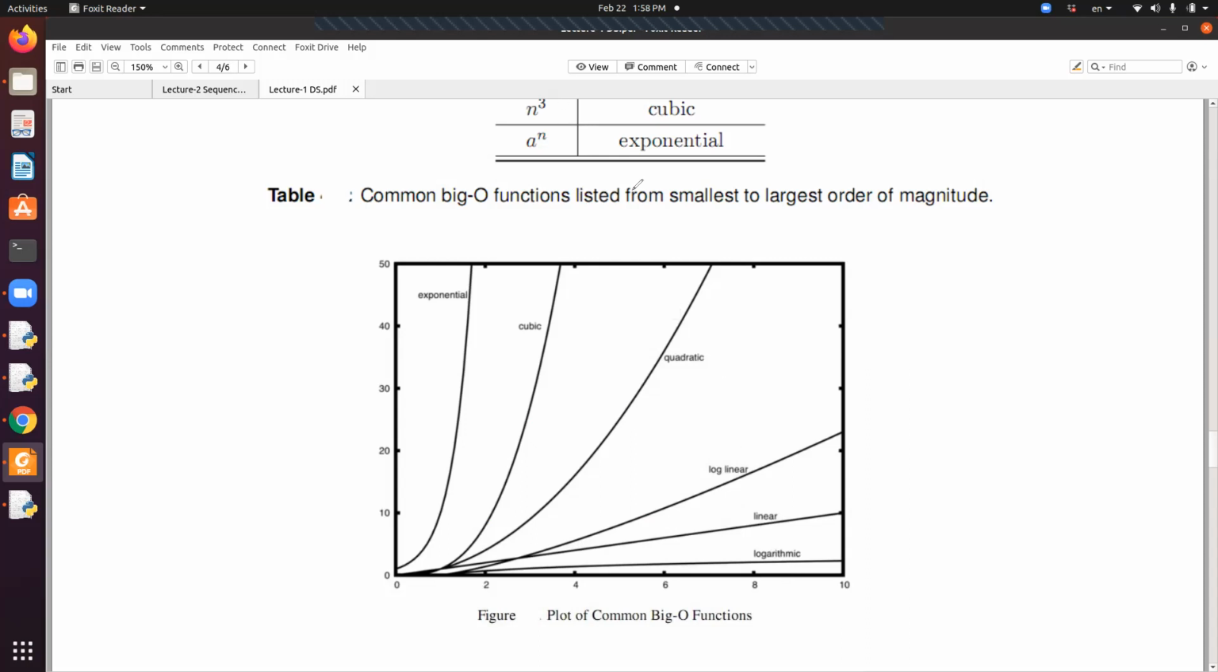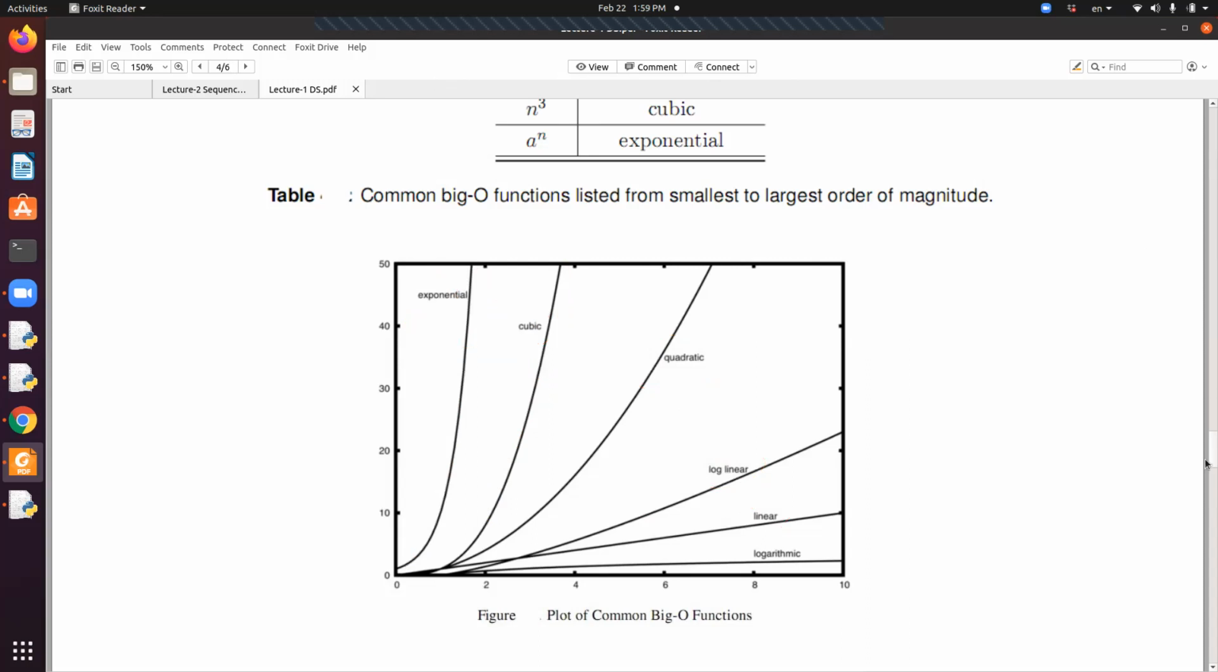And log linear is not better than linear, and progressively all these are faster growing running times than the previous one. So quadratic time grows faster than log linear time, and cubic time grows faster than quadratic time, as you can see from the curve. Exponential is worse, the curve is almost vertical. So we don't want an exponential algorithm actually.